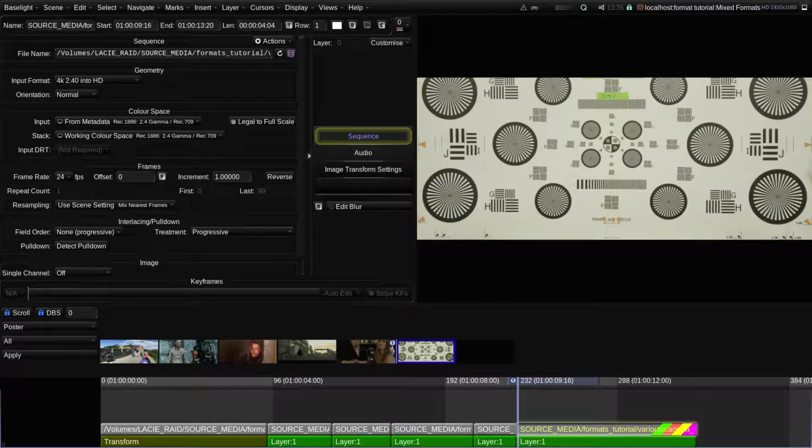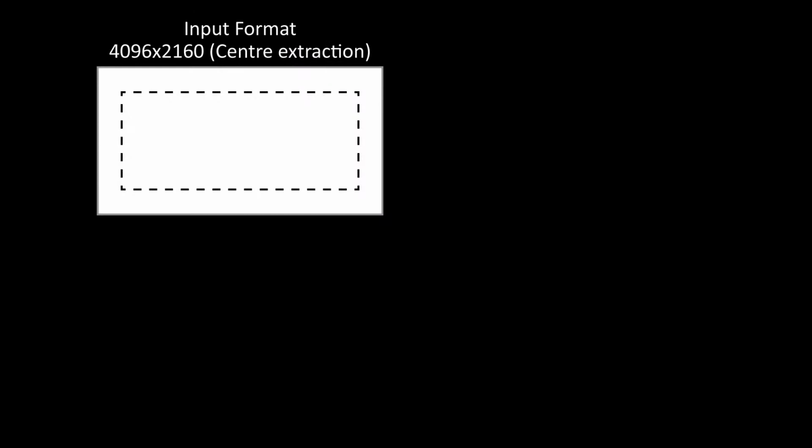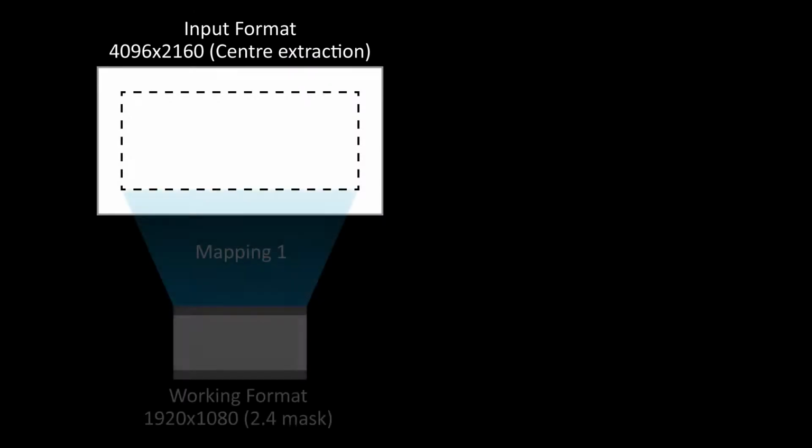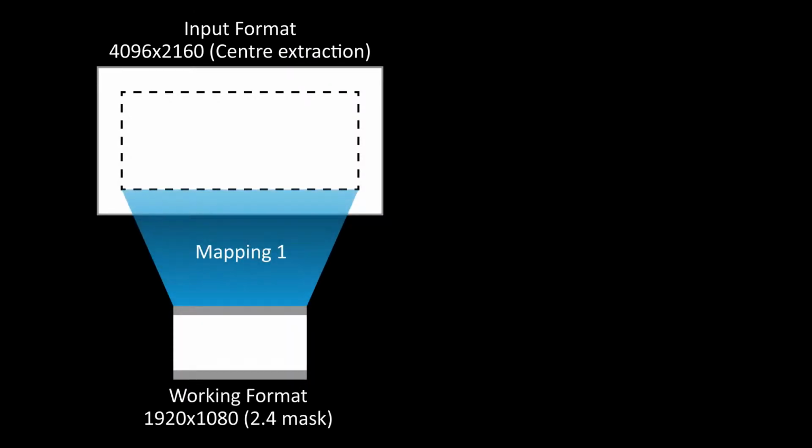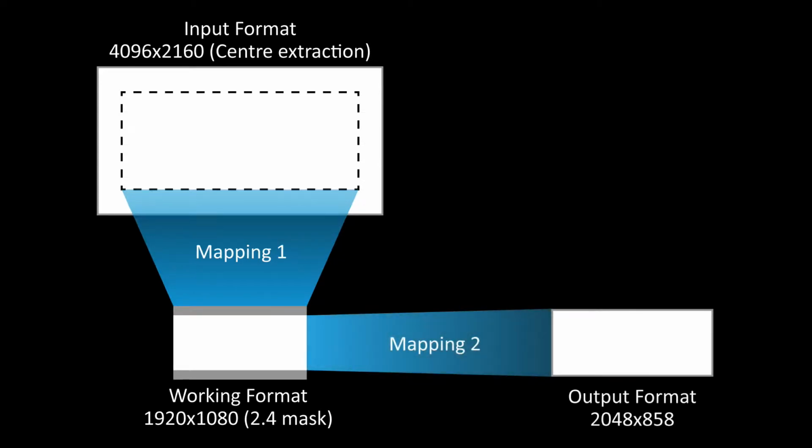So if two transforms are needed to produce the final output, it will try and combine them into a single transform. In this case, rather than applying the mapping from 4K 2.40 to HD 1920 by 1080, and then a second mapping from HD 1920 by 1080 to 2048 by 858, it will work out the overall mapping from the 4K format to the DCI 2048 by 858 format, and it will apply that as a single transform.